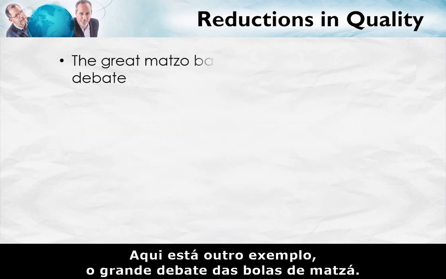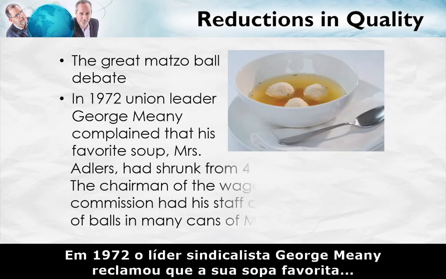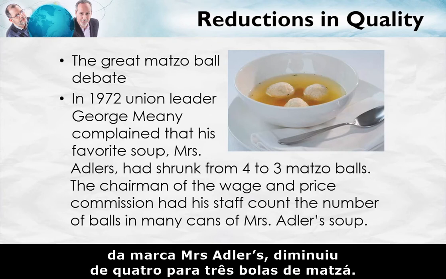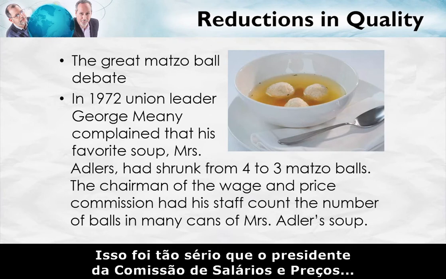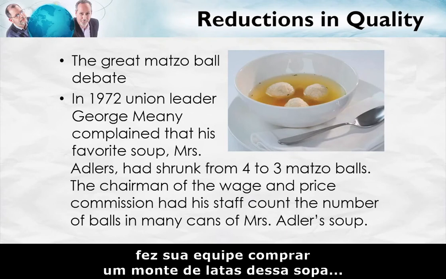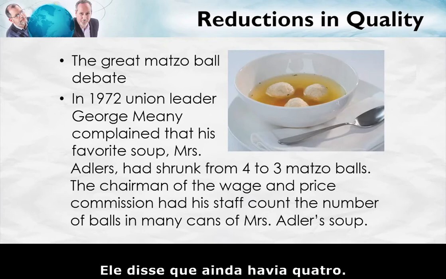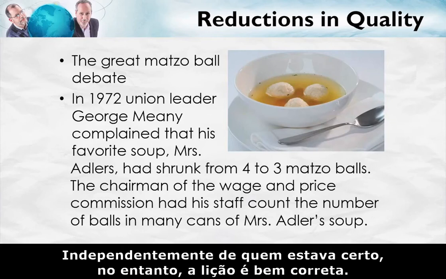Here's another example, the great matzo ball debate. In 1972, Union leader George Meany complained that his favorite soup, Mrs. Adler's, had shrunk from 4 to 3 matzo balls. So serious was this that the chairman of the Wage and Price Commission had his staff buy up a bunch of cans of Mrs. Adler's soup and count in each one of them how many matzo balls were in the soup. He said there were still 4. Whoever was right, however, the lesson is quite correct.